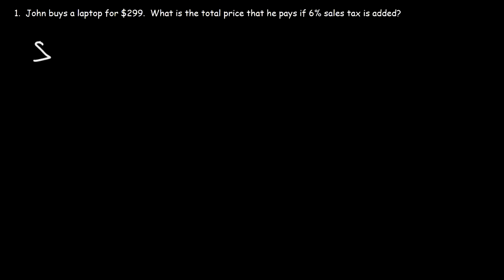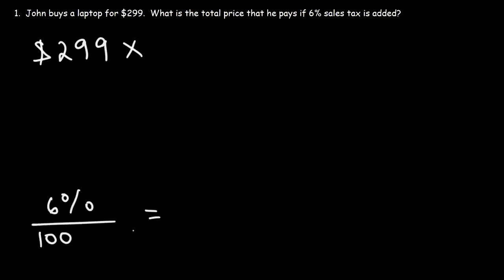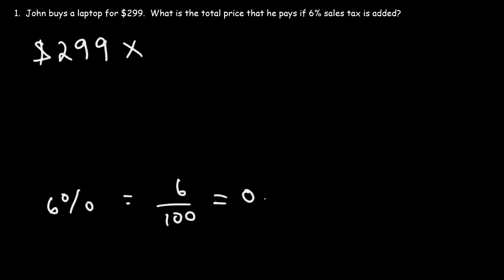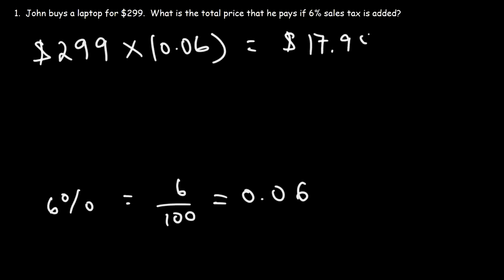Now, one way to do this is to find out how much 6% of 299 is. So we need to convert the percent into a decimal. To convert 6% to a decimal, simply divide the number by 100. So it's basically 6 over 100, which is 0.06. $299 times 0.06 is $17.94. So that's 6% of $299.